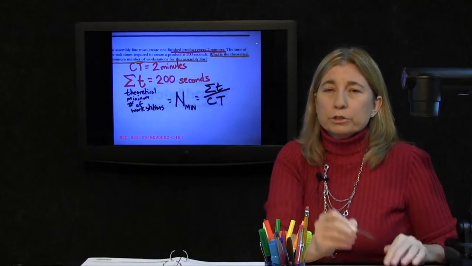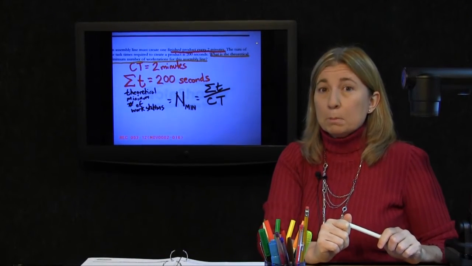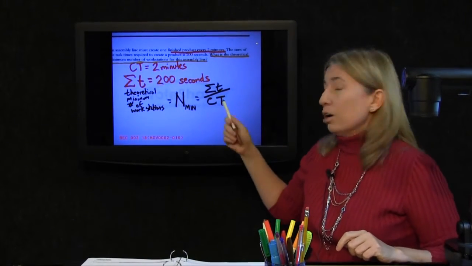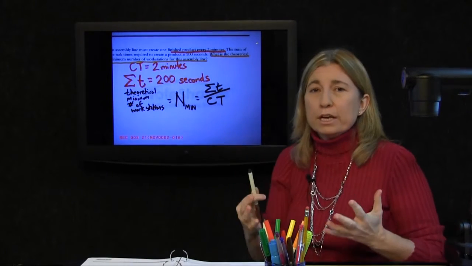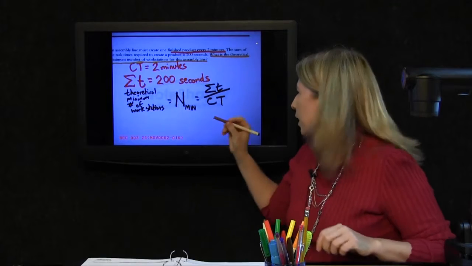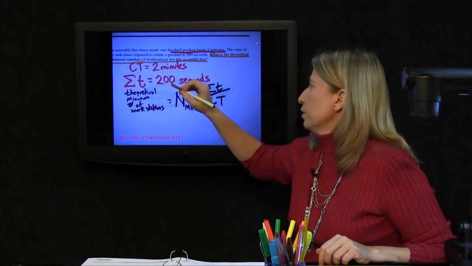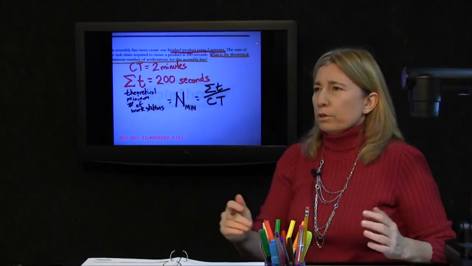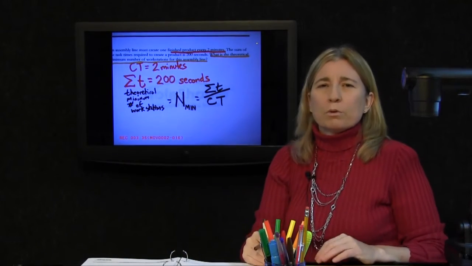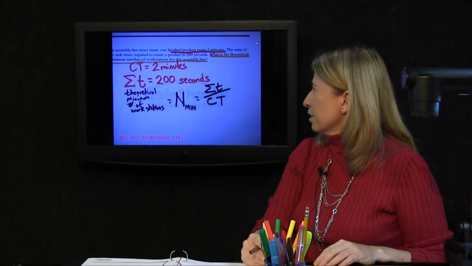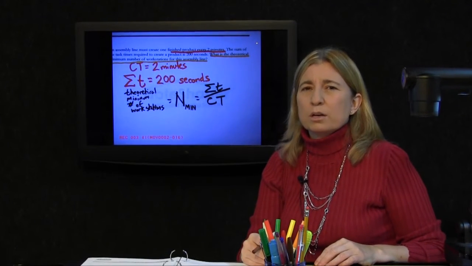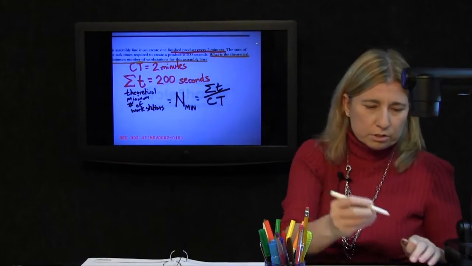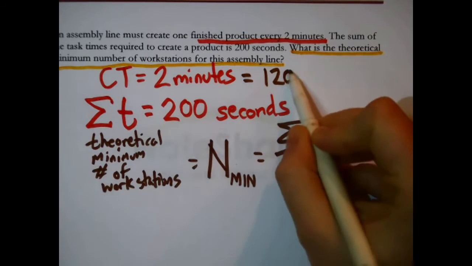This simple ratio, when you're computing the theoretical minimum number of workstations, be careful that the numerator and the denominator are each in the same time unit. You can't write in your notes 200 divided by 2 because the 200 is in seconds and the 2 is in minutes. So now what are you supposed to do? Just adjust one or the other. I think the easiest thing to do would be to adjust the cycle time. 2 minutes is how many seconds? 2 times 60, 120 seconds.